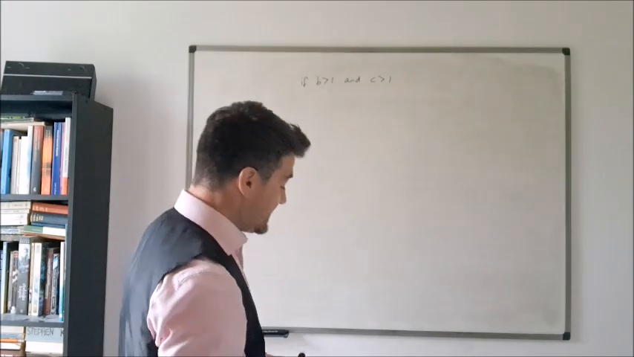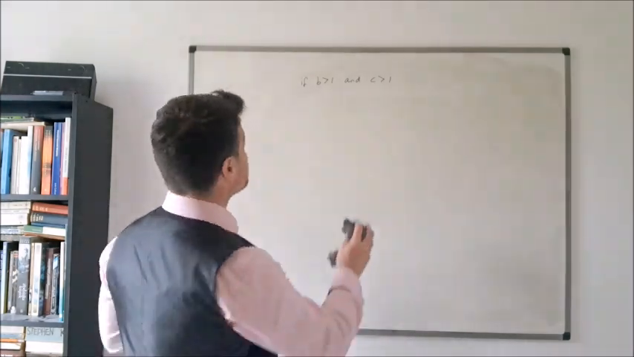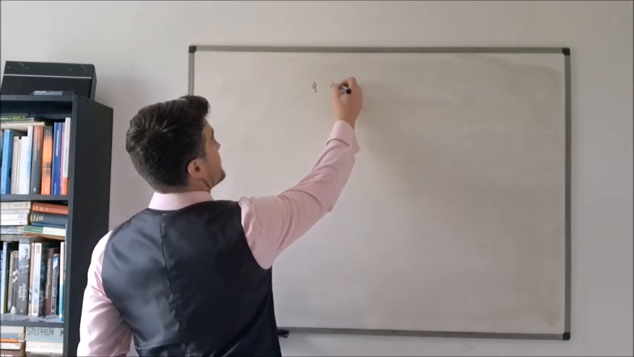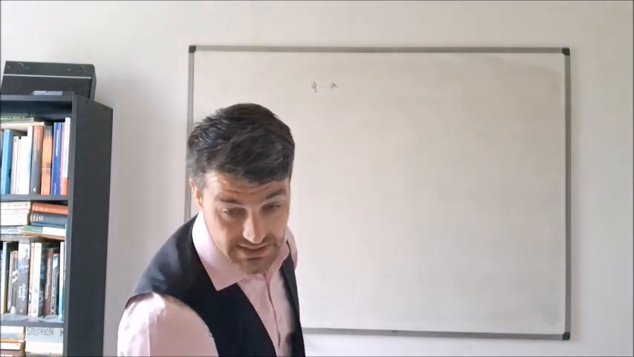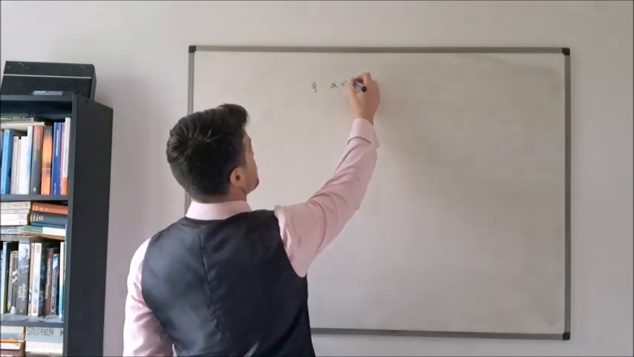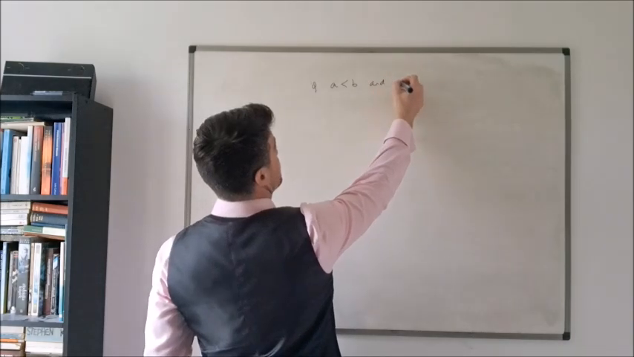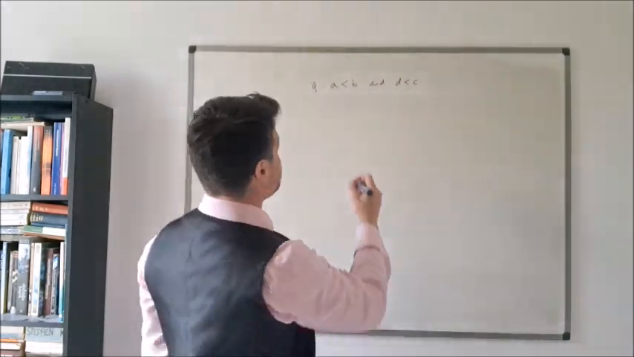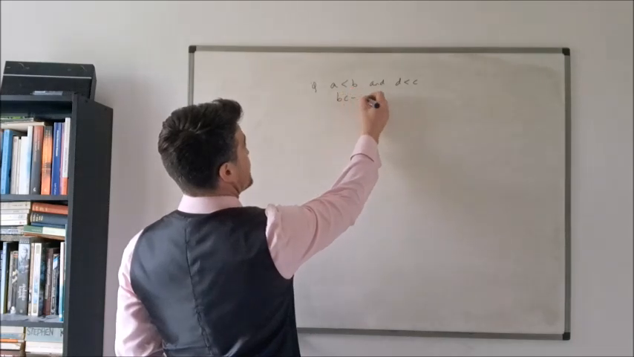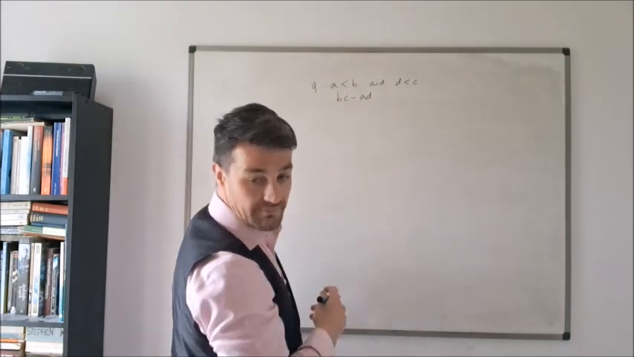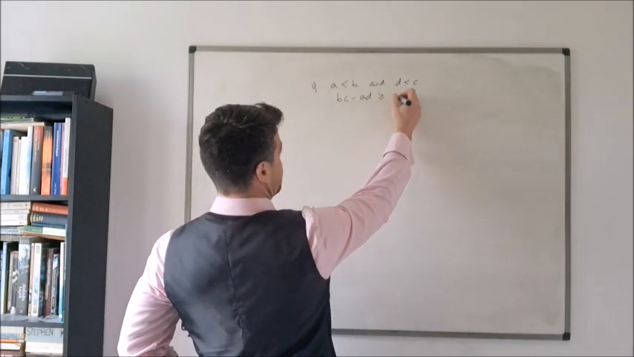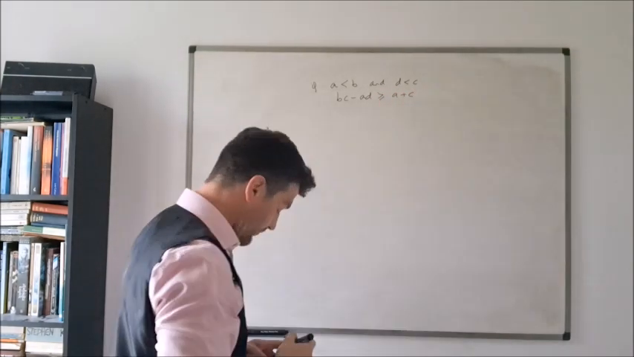So the next bit is, if A is less than B and D is less than C, then BC minus AD is greater than or equal to A plus C.